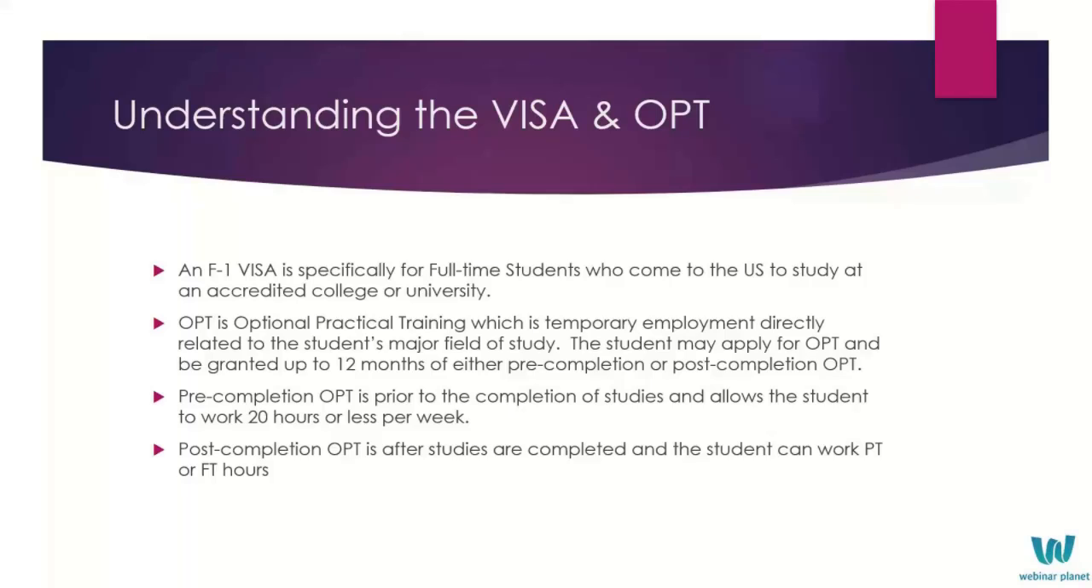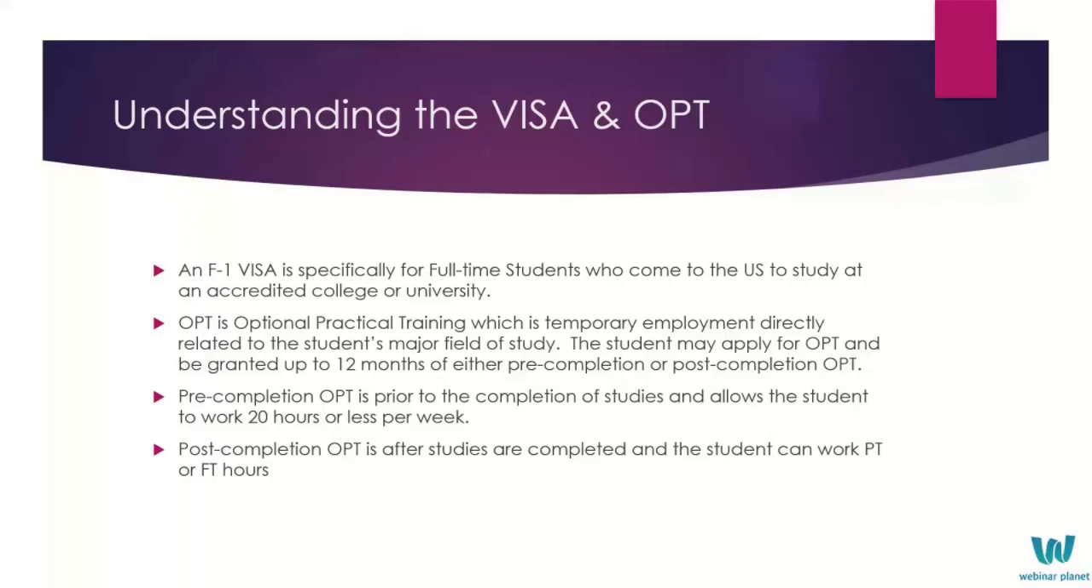So if the OPT is granted pre-completion, so prior to the completion of their studies, it allows the student to work 20 hours or less per week. Now, if they do it post-completion, or after their studies are completed, then the student can work part-time or full-time hours. So they're not limited to that specific number of hours per week. Now, it does need to be in their field of study. So they've got to find a job that's directly related to what they're studying while here.